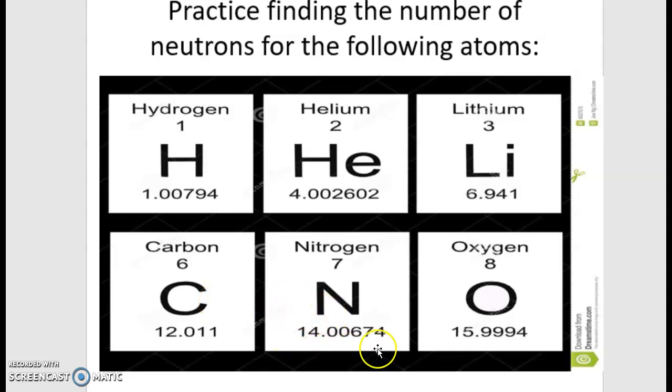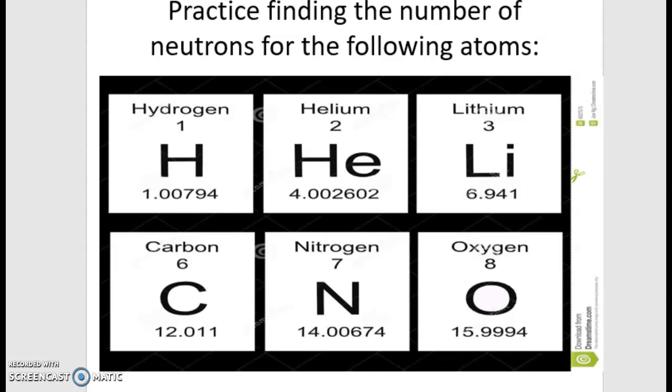Nitrogen, this mass number rounds to 14 minus the atomic number of 7. That lets us know that there are 7 neutrons inside a nucleus of nitrogen. And finally, oxygen, this mass number rounds to 16 minus the atomic number, which is 8. That lets us know that there are 8 neutrons inside of oxygen.